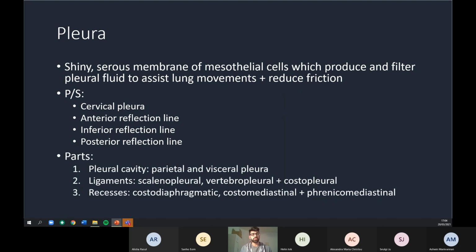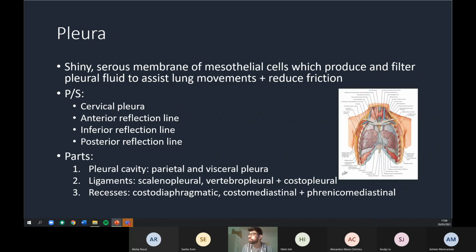I mentioned before, we have parietal and visceral pleura. There are a few ligaments, and the names of the ligaments should help: scalenopleural, vertebrapleural, costopleural. And these recesses are spaces formed in the pleural cavity: costodiaphragmatic, costomediastinal, phrenicomediastinal, between the adjacent structures. You can see the anterior dissection of the thorax here, and you can see the pleura in this white membrane, which is covering the lungs underneath.